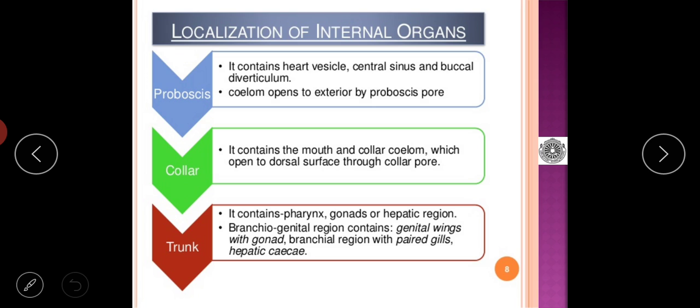Then the trunk. It contains the pharynx, gonads or hepatic region, and the branchiogenital region contains genital wings with gonad and branchial region with paired gills having hepatic caeca. So that is what some important internal organs of the three divisions of the Balanoglossus body, like proboscis, collar and trunk.